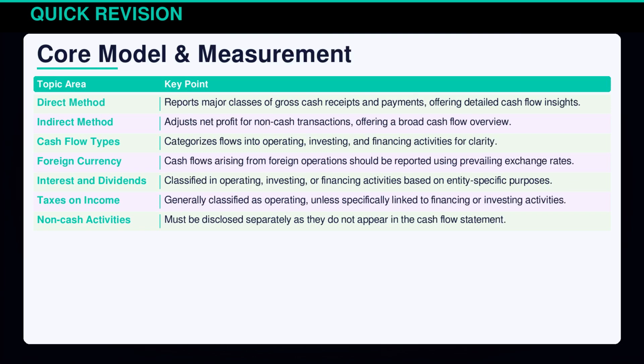AASB 107's model offers two methods: direct for detailed cash transactions and indirect for a broader view. It segments cash flows into operating, investing, and financing, aiding in analysis. Foreign operations use current exchange rates, while interest and dividends fit activity-based categories. Taxes typically fall under operating activities. Non-cash items require separate disclosure since they're absent from the cash flow statement.